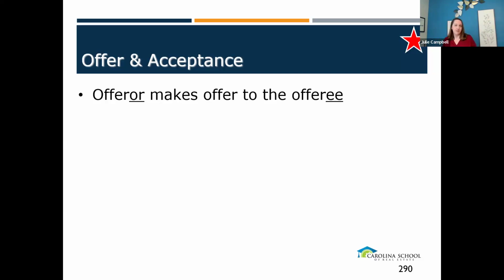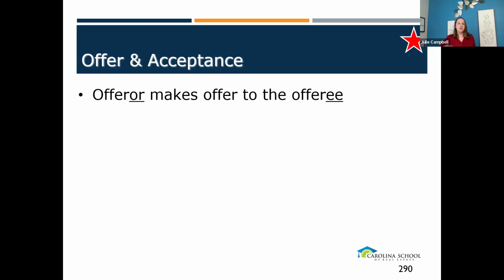Who is the offeree then? The offeree is the person receiving the offer. Please, please, please don't get bogged down in buyer or seller, because most of the time the buyer's the one making the offer to the seller. But in a counter offer, we learn those roles reverse. When you see offeror, I want you to think the giver of the offer. When you see offeree, it's the person receiving the offer.